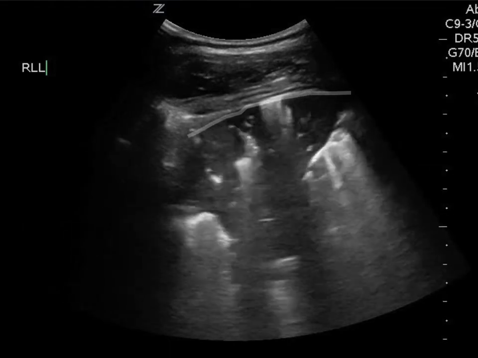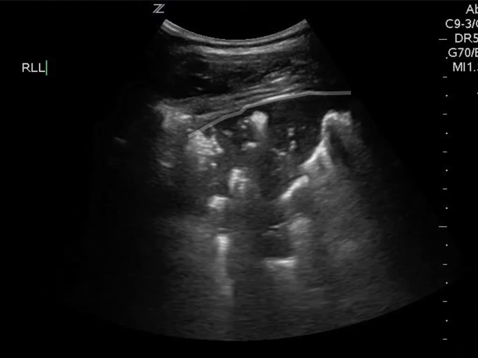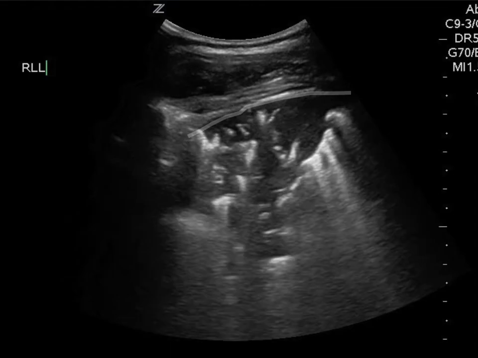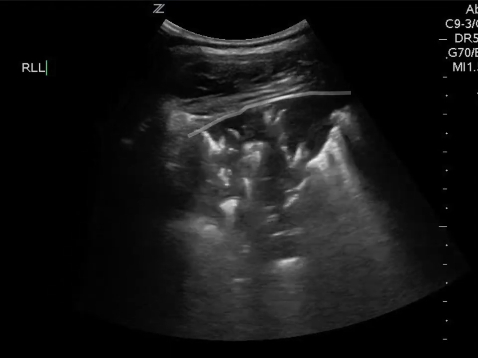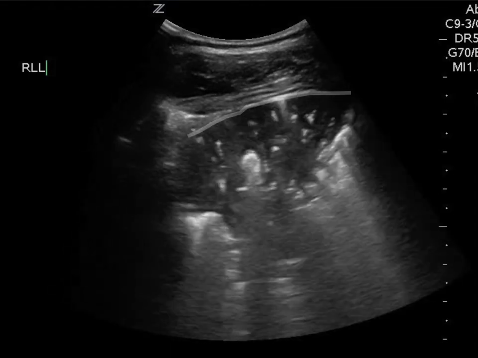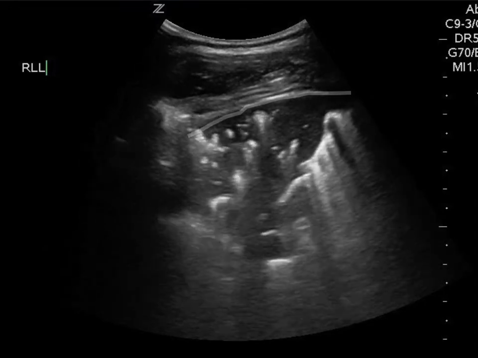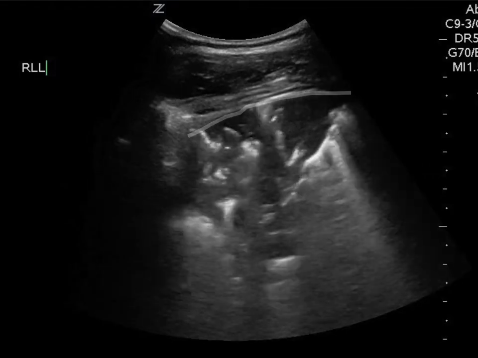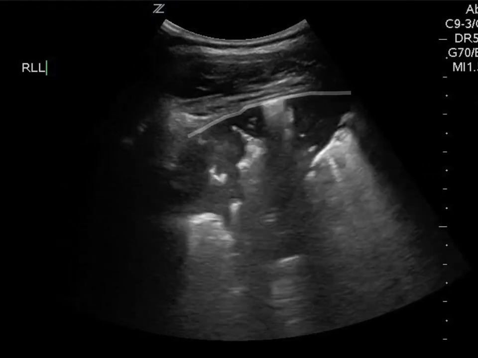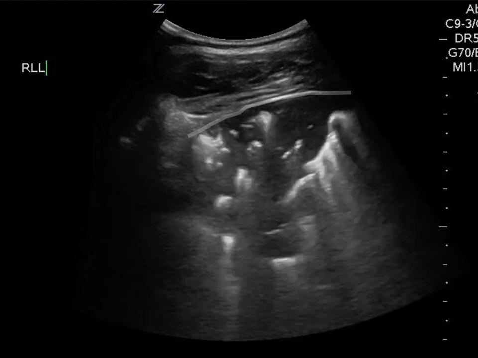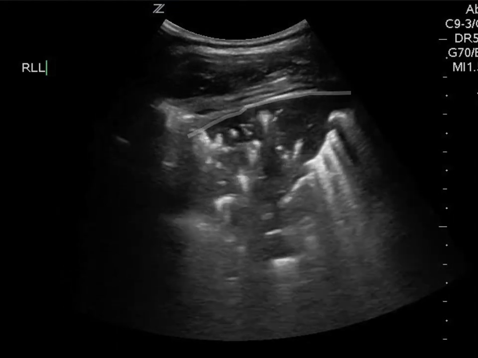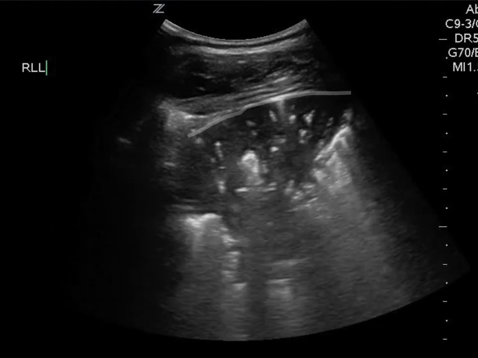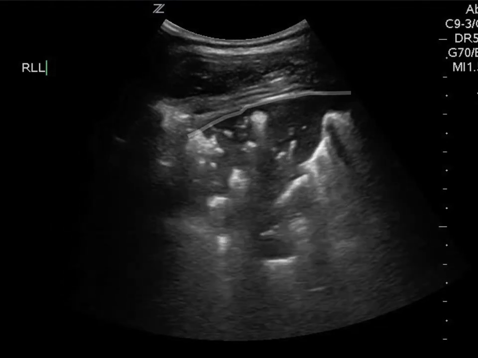Now, does that pleural line look bright white and smooth? And the answer should be no. We see a very thin pleural line there, but we're also not seeing anything else that we'd expect if this were a normal pleural line. We're not seeing repeating A lines. Instead, what we're seeing is this hypoechoic area with these hyperechoic areas mixed into it. And that's what a focal consolidation looks like.